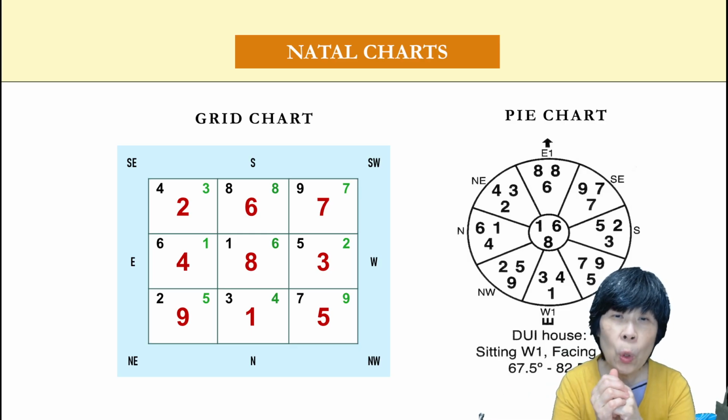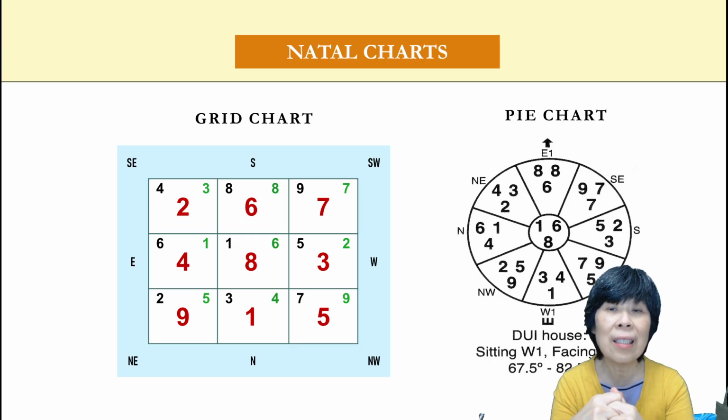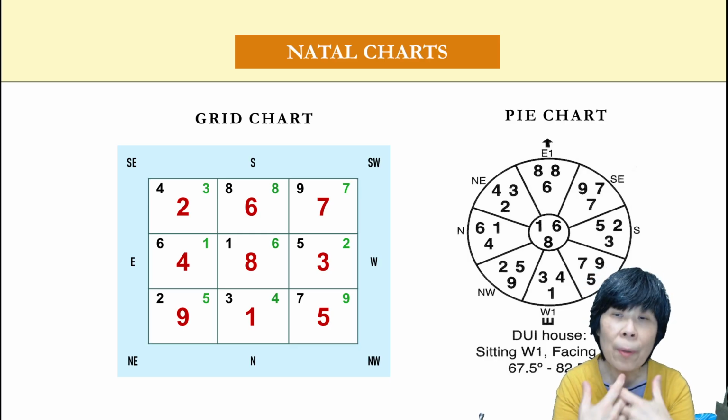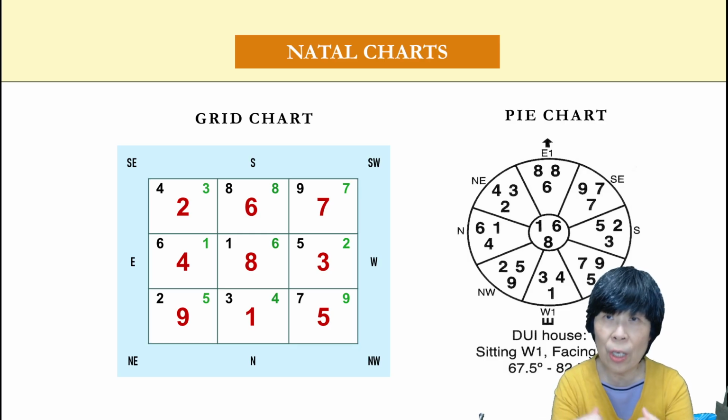Okay, so the natal flying star chart of a house or a premise is based on the period of birth and facing direction of a specific building. This chart will not change unless the building changes, like it's being given a rebirth or given another birth through a rebuilding of it or through a major renovation.